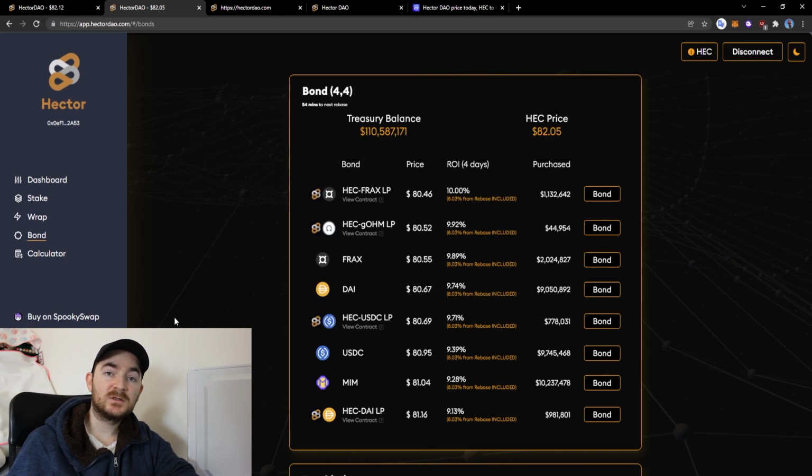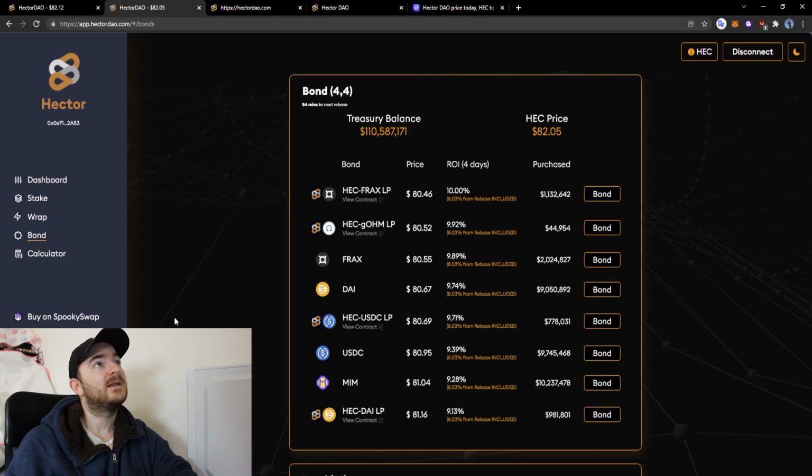So Hector DAO will sell bonds for other tokens like DAI for discounted HEC tokens, which then get vested to you gradually over a 4 or 5 day period. Now we have some liquidity pool tokens here, Frax, DAI. Liquidity pool tokens can be a bit difficult for newer users. So if you're not confident in using liquidity pool tokens, then you can just do something like DAI.